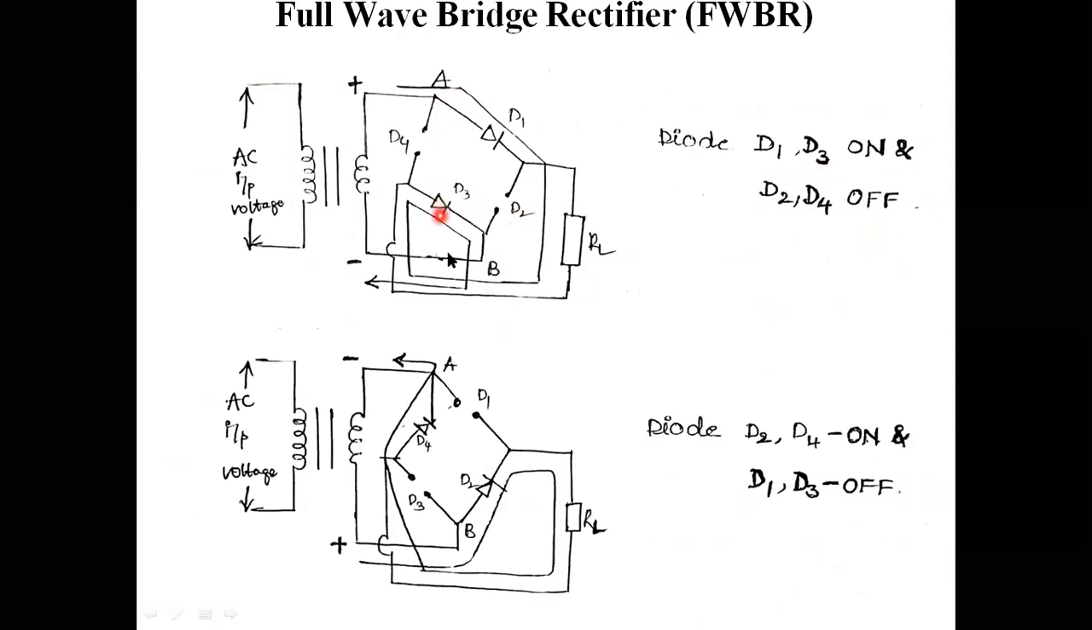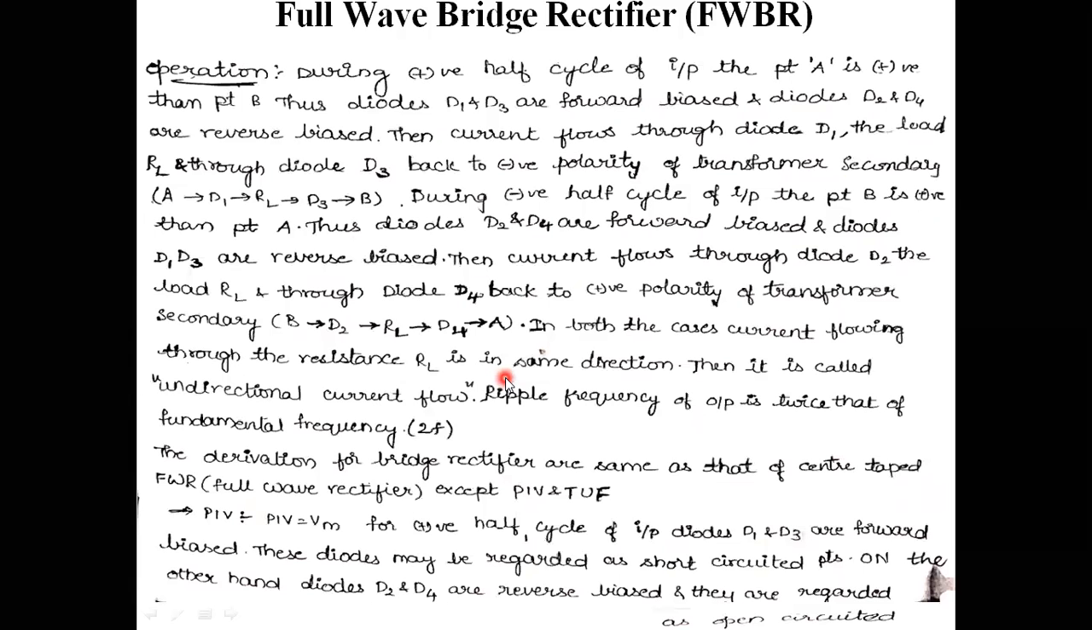Point A is more positive than point B. Thus diodes D1 and D3 are forward biased and diodes D2 and D4 are in reverse biased. Then current flows through diode D1, the load RL, and through diode D3 back to negative polarity of transformer secondary. That means A to D1 to RL, and through RL, and D3 to B.